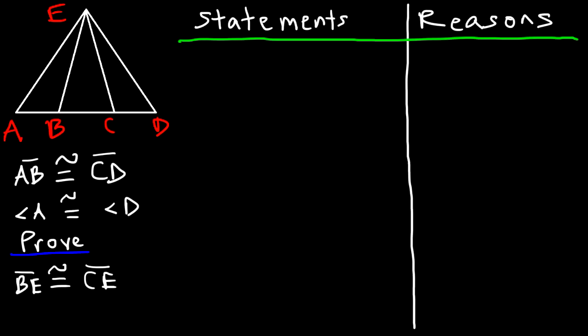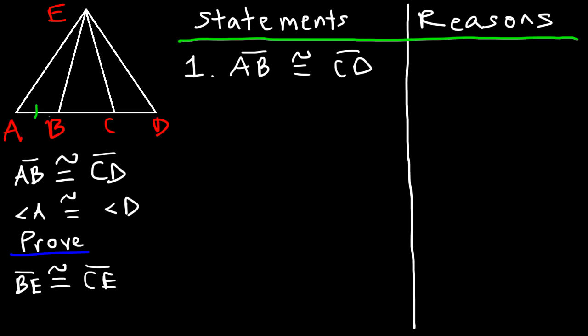So let's make a mental outline of what we need to do. Our goal is to prove that BE and CE are congruent. And in order to do so, we need to show that triangle ABE is congruent to triangle DCE. So if we can prove that those two triangles are congruent, then the corresponding parts of those triangles must be congruent as well. So let's start with the first statement, that AB is congruent to CD.